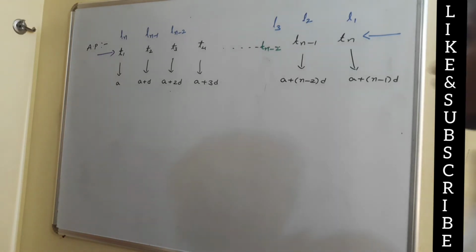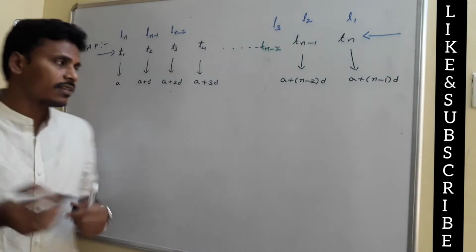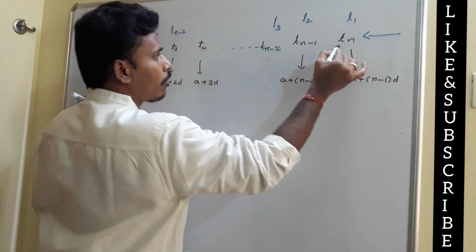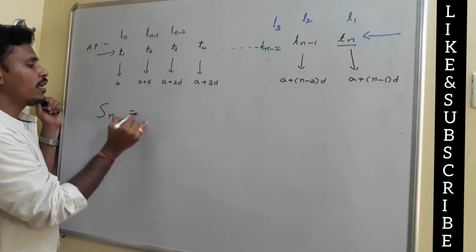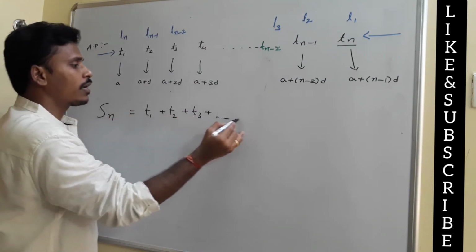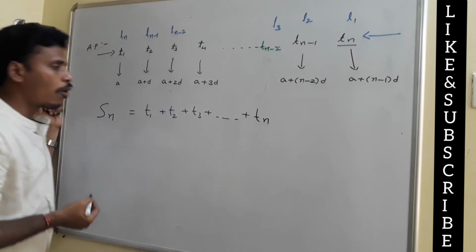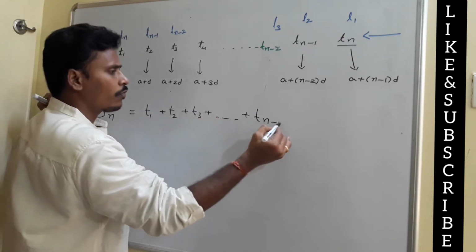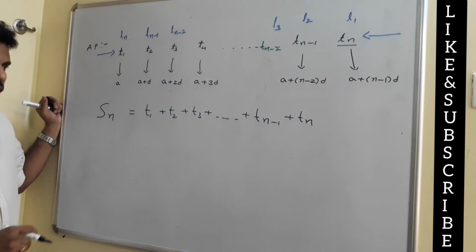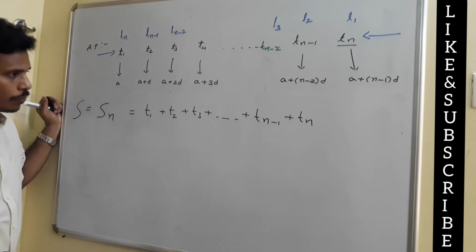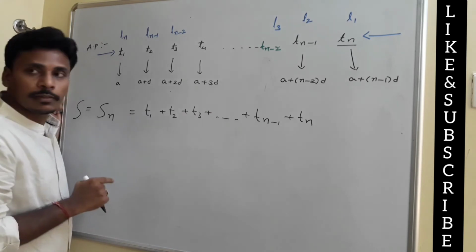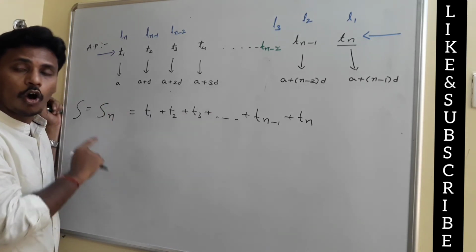To find the sum of n terms of the sequence, it is usually denoted by Sn. See, Tn is the nth term of the arithmetic sequence. Sn is the sum of n terms, like T1 plus T2 plus T3 plus and so on plus Tn, right? Or otherwise you may mention one more term, Tn minus 1 and Tn. You need to find this Sn, or some may write it like S also, the sum of n terms of the arithmetic sequence. We need to add all these terms.